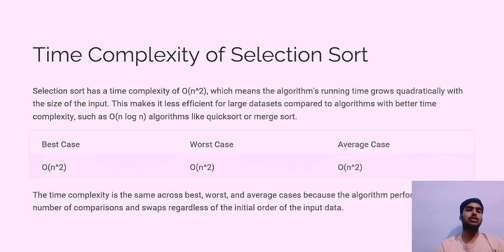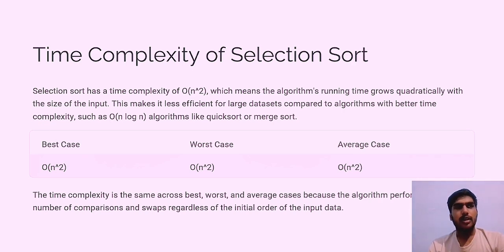Best case is O(n²), worst case is O(n²), average case is O(n²). The time complexity is the same across best, worst, and average cases because the algorithm performs the same number of comparisons and swaps regardless of the initial order of the input data.